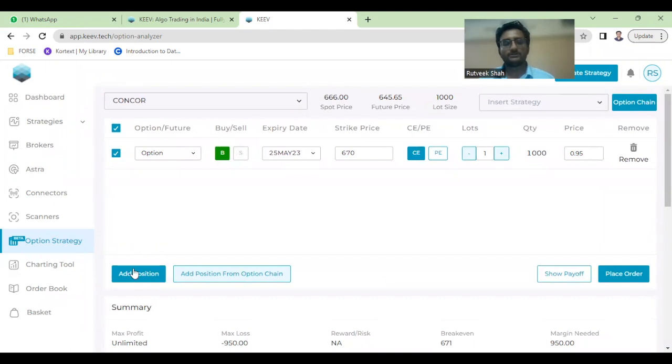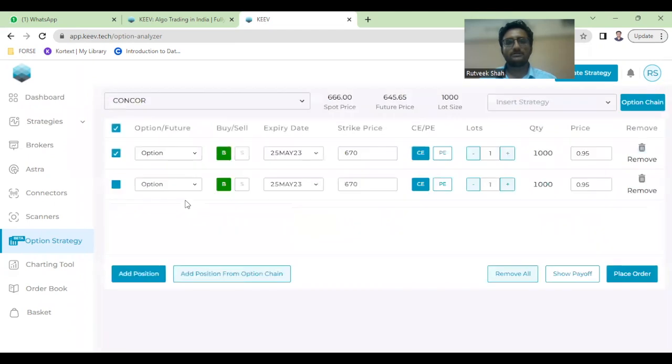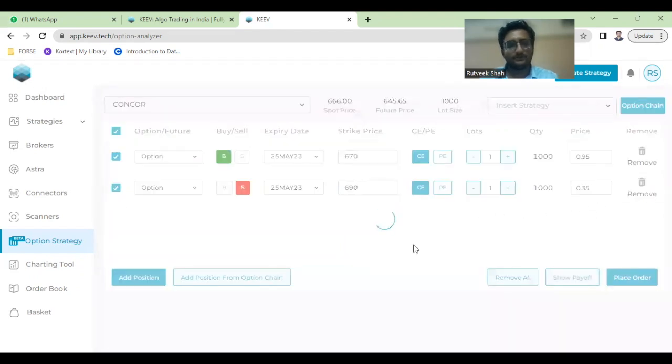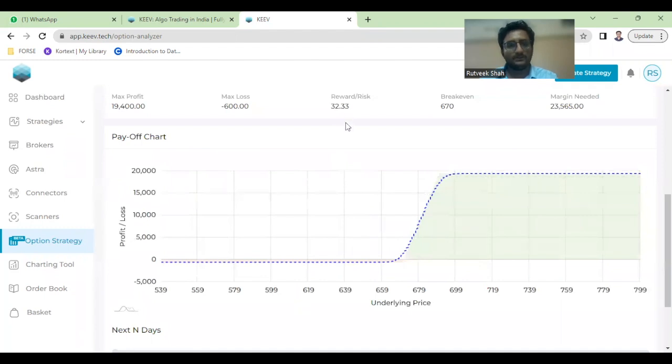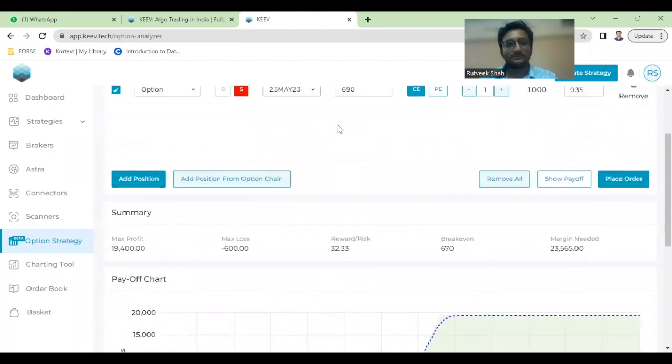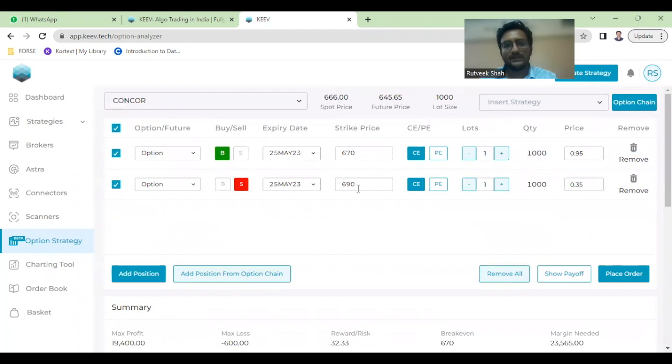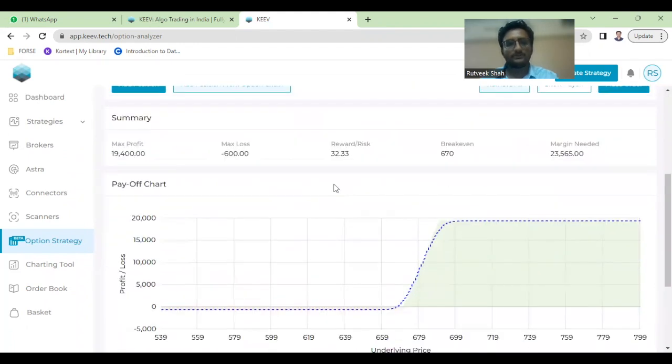Here, if we want to hedge the position to define the loss properly, then we can sell a OTM call of a further strike price. So here we'll sell it for probably 680, 690, and here we'll see the payoff. So here we can see that the risk reward is properly defined. Earlier we were losing about 950, and here because the position is now hedged, we'll lose less. Here the risk reward ratio is very good.